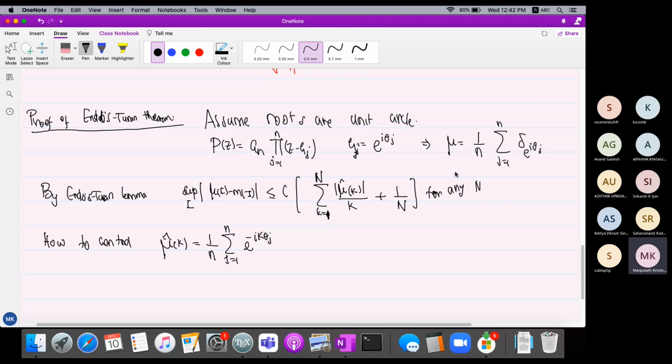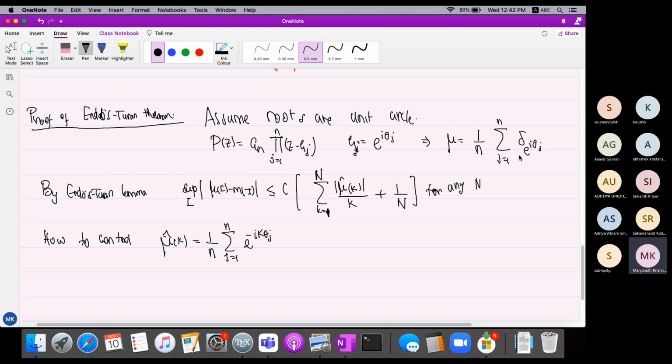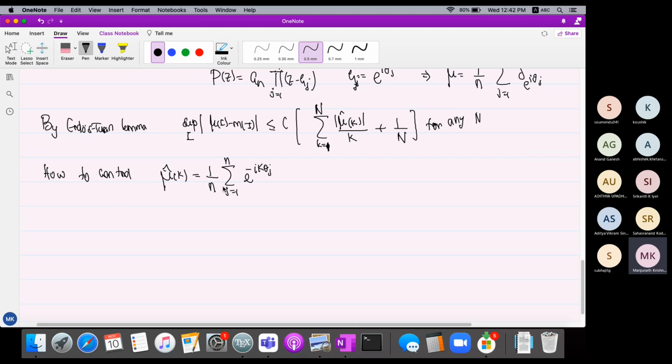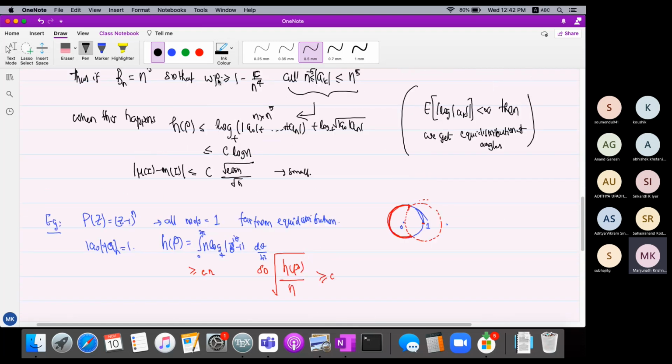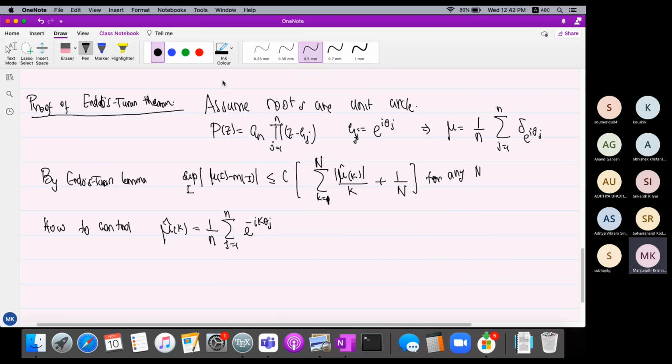Right, mu hat of k is just this, e to the minus I k theta j, because this is an atomic measure. So how do I control this kind of stuff? The reason we can control this is something like this we saw in some context. Just as a side, we will get a bound for this. But the point is, this is the same as 1 by n summation zeta j raised to the power k.